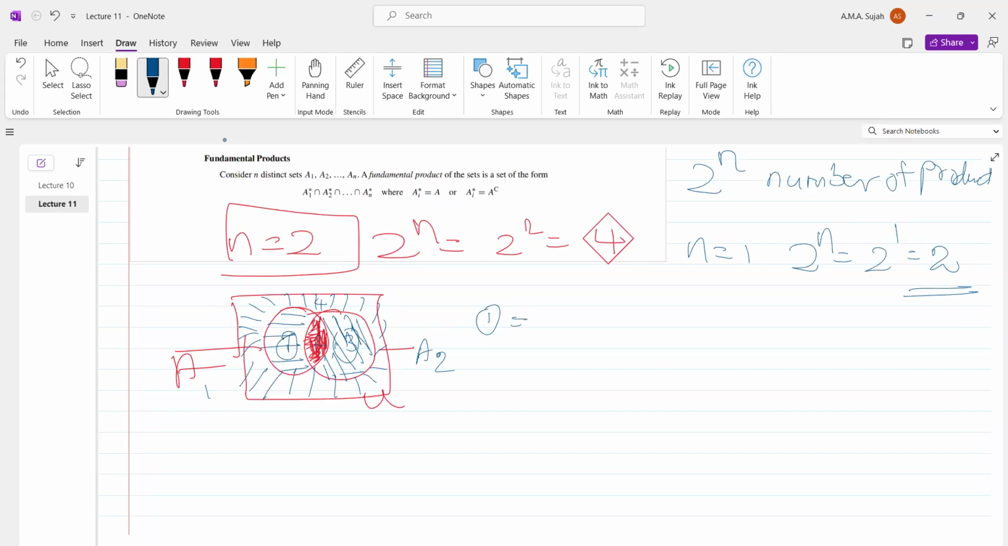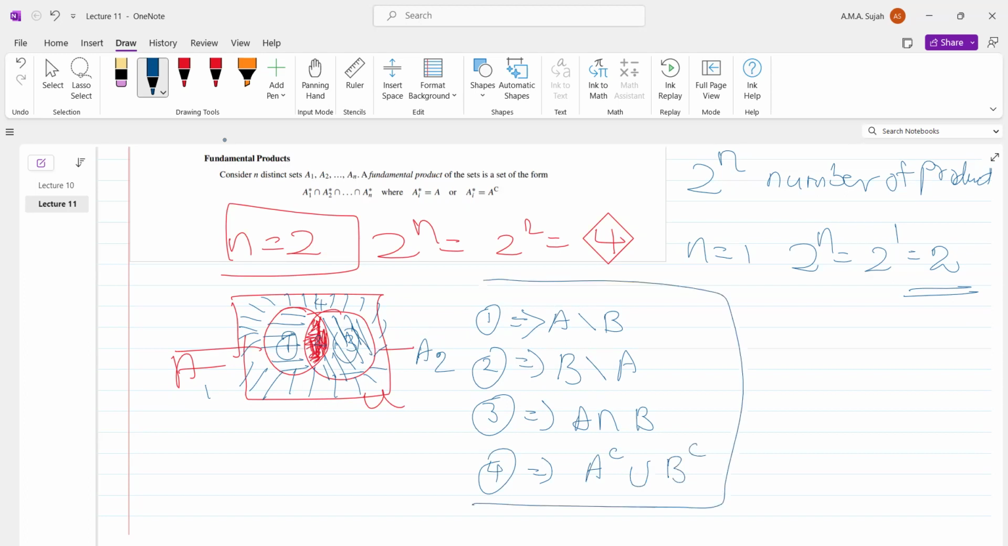So the first one is what? This area, how can you explain this area? A minus B. Very good. A minus B. Second one, we can say B minus A. Third one, A intersection B. Fourth one, A complement union B complement. See, these are the four sub elements if you have two different sets.